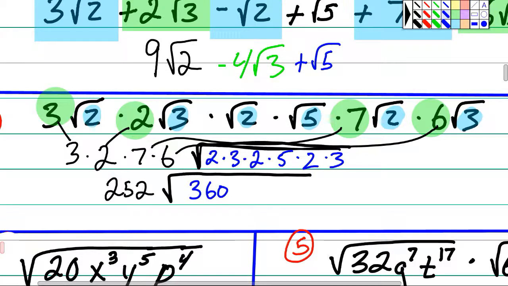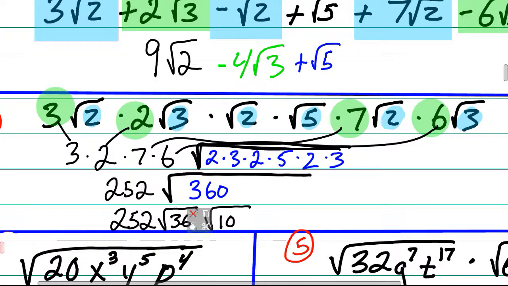And then, what I'm looking at is the number under the radical. I'm asking myself, are there any perfect squares that go in there? And the answer is yes, 36. So, which means we can rewrite this as 252, shown on the outside, and I can break up that 360 into the product of two numbers. It's going to be 36 times 10. Now I chose 36 because 36 is a nice, clean, perfect square.